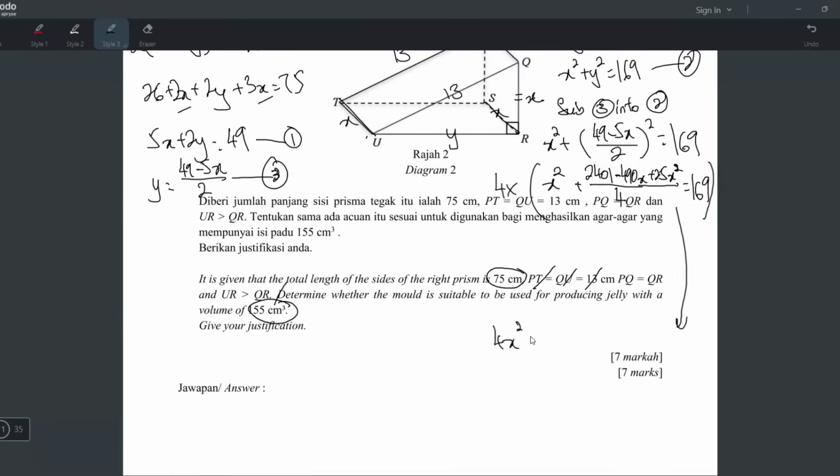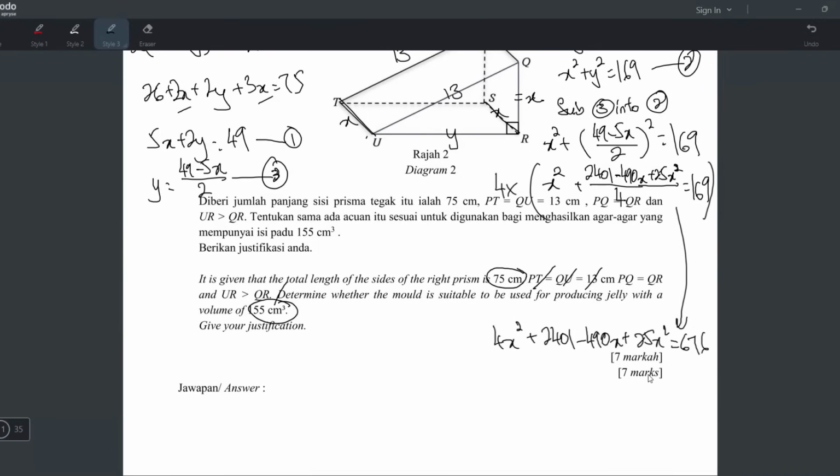So dia jadi 4x square tambah dengan, okay, yang 2401 minus 490x ni semua you boleh tulis saja. Tambah 25x square. Because when you take this one darab 4, the 4 cut di. Boleh potong. So tinggal atas je lah. Sama dengan 169 darab 4. Okay, yang ni boleh tekan kereta, you dapat 676.